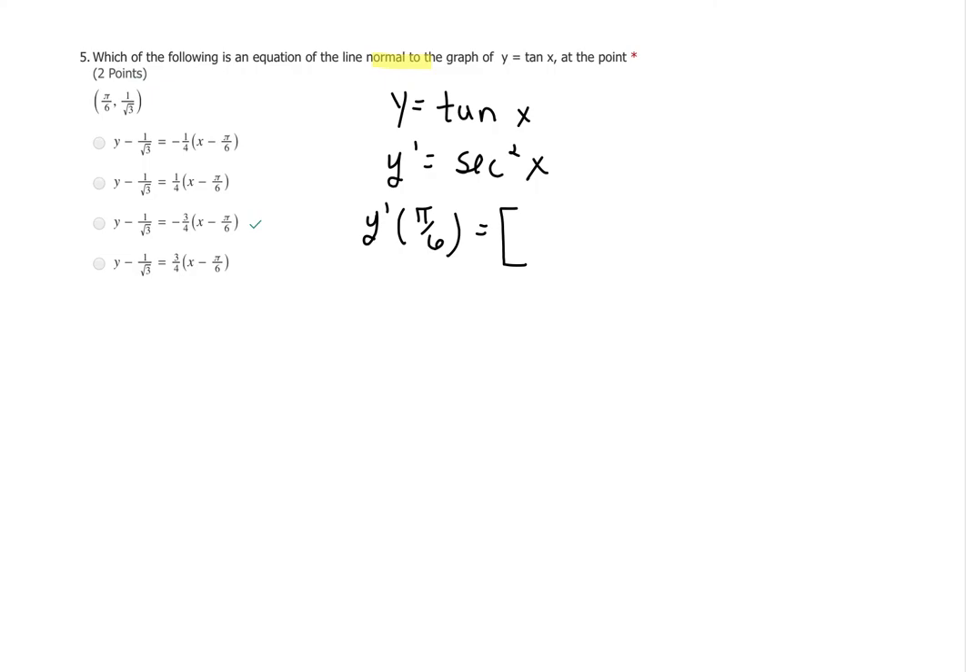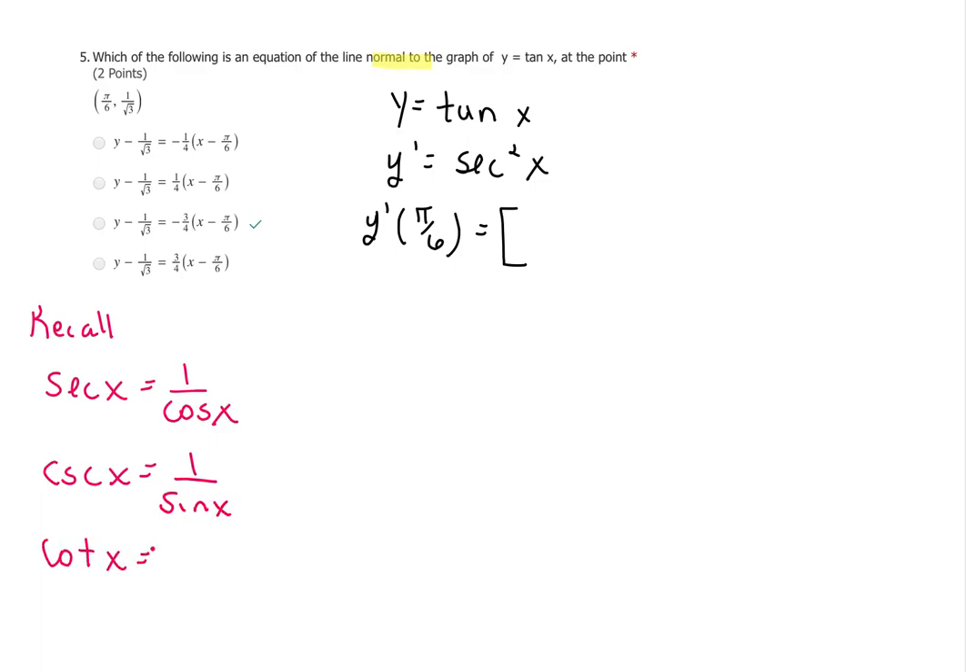I need to recall a few more trig identities. We need to recall that secant is equal to 1 over cosine of x. I know that cosecant is equal to 1 over sine of x, and cotangent is equal to 1 over tangent of x. Also recall that tangent of x is equal to sine divided by cosine. So these are all going to be important information that you need to know. It's assumed knowledge on the IB exam.